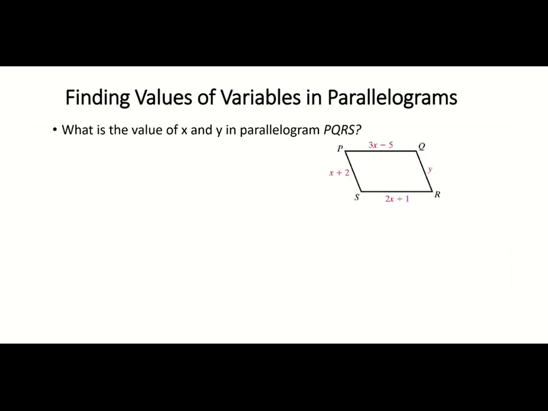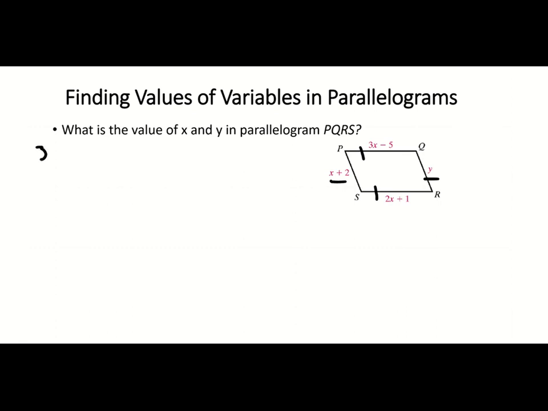All right, so here they want us to find the values of x and y in this parallelogram. Now, we know with a parallelogram, opposite sides are congruent. Right now I have an x here and a y here, and I can't solve that right now, but I do know that PQ and SR are congruent. So I'm going to solve that to find x.